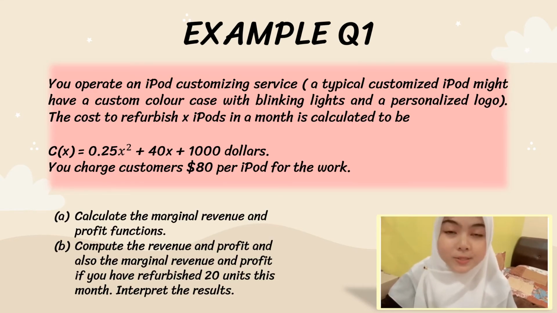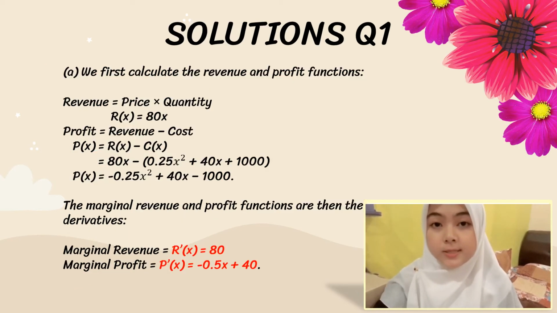Watch how to solve question 1 together. You operate an iPod customizing service. A typical customized iPod might have a custom color case with blinking lights and a personalized logo. The cost to refurbish x iPods in a month is calculated to be C(x) = 0.25x squared plus 40x plus $1,000. You charge customers $80 per iPod for the work. Let's calculate the marginal revenue and profit functions, and also compute the revenue, profit, marginal revenue and marginal profit if you have refurbished 20 units this month. Interpret the results.